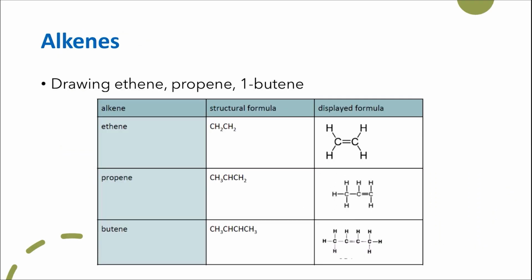So now we have the first three members of the homologous series, which are ethene, which has two carbon atoms, and then propene, which has three carbon atoms, and butene, which has four carbon atoms. Of course, don't forget when you write the displayed formula to also include the double bond between the carbon atoms. Each carbon atom will need to have four bonds, so the double bond will be two bonds, and then it will have two other atoms attached to each carbon atom in addition to the double bond.